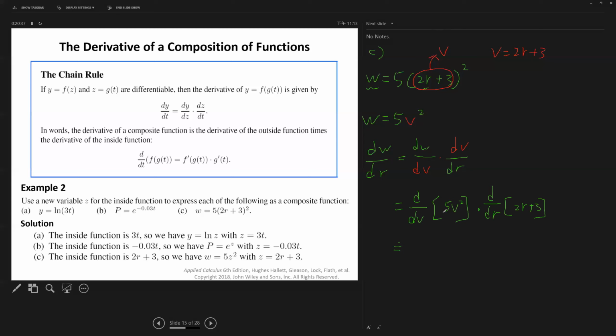Okay, so let's see. First, that's just a power rule. Bring down the 2, multiply by 5, so you get 10v. Subtract the power by 1, right? 10v to the first power. Multiply by the derivative of that. The constant is going to be 0, and in 2r, the r is going to drop out, leaving you just a 2. So we have 20v. Go ahead and replace the v back with the original, which is 20 times (2r plus 3). And if you want, you can distribute the 20, giving you 40r plus 60. Okay, and that's it.